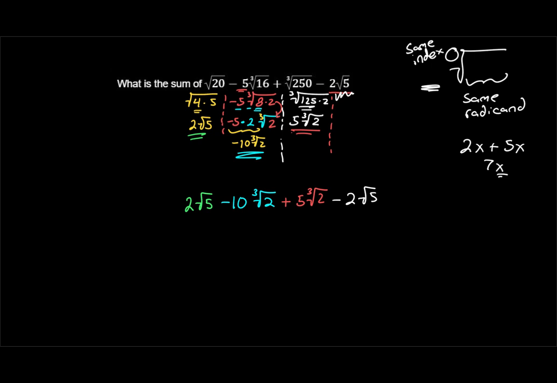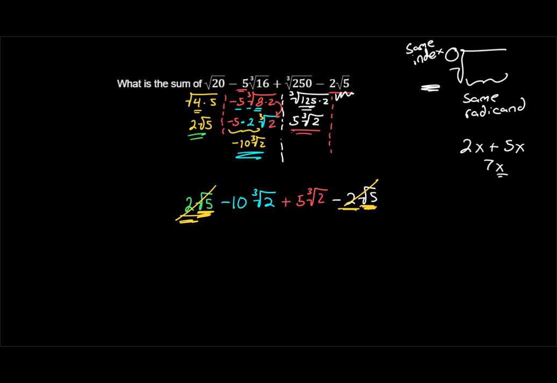Now that we have done that, we can easily pick out like terms. So just working my way from left to right, we have a square root of 5. There is another square root of 5 down here, so we're going to combine them just by doing 2 minus 2. Well, 2 minus 2 is 0 and will cancel out. Sometimes terms cancel out, sometimes they don't, just like when you combine like terms with x's.